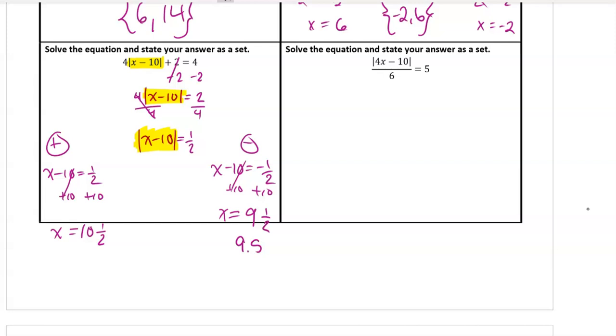And we can write our answer as 9.5, or 10.5.